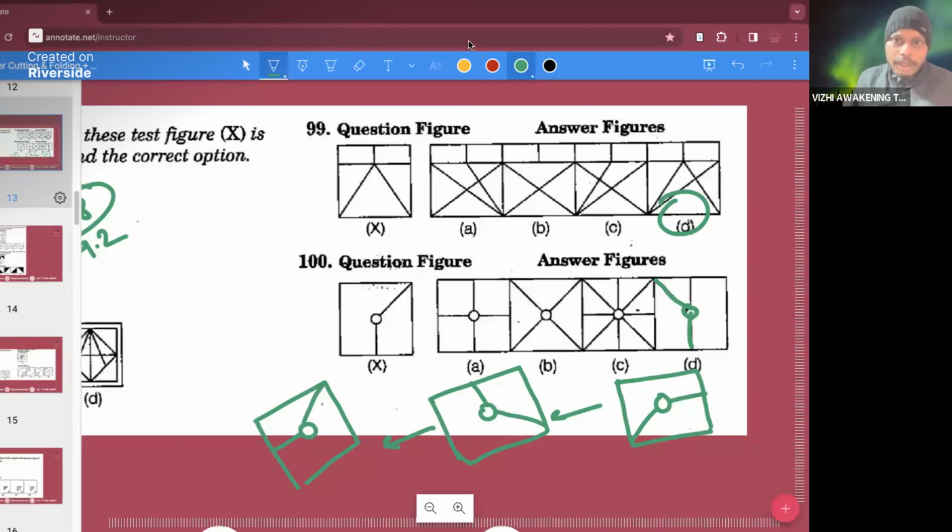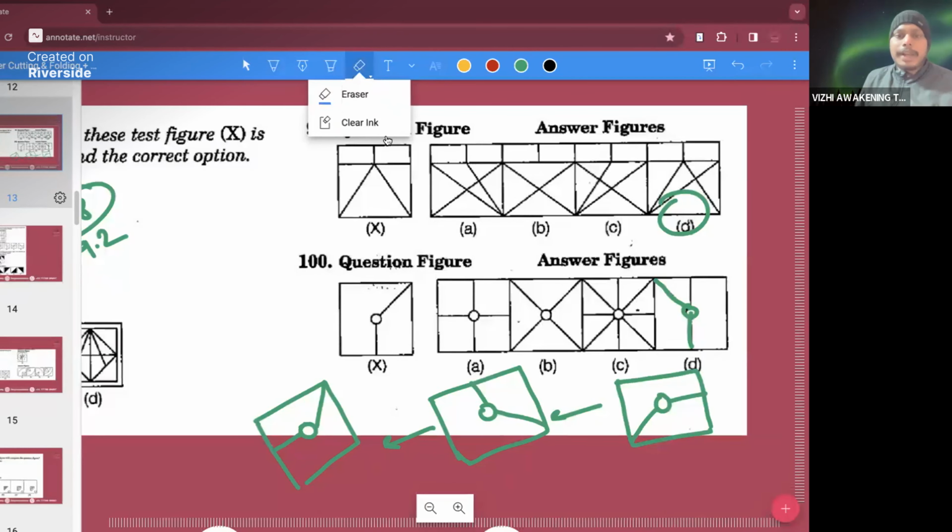No, I don't think so. I mean, if you rotate it like this, one second, I have done it wrong. It will be like this. Right, guys? Think it in your mind. Think it in your mind.